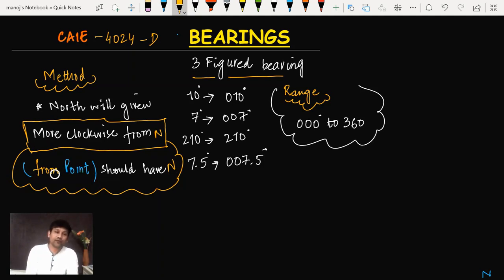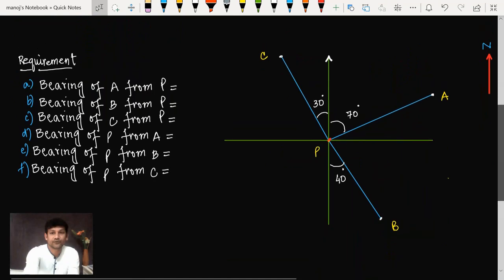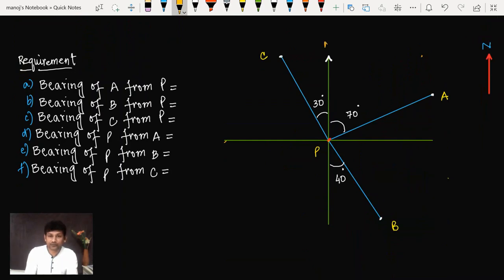Whenever you get a question in the exam, let me show you one example first. In this diagram, you can see north is given, and north is up. The requirement is to find the bearing of A from P. From P, as I told you, the point should have north. Do we have north at point P? Yes. But from A, I have to draw north at point A, because at point A no north is drawn.